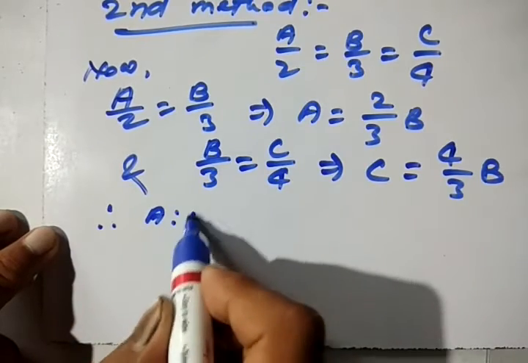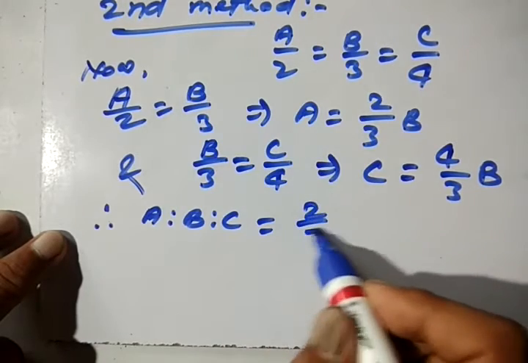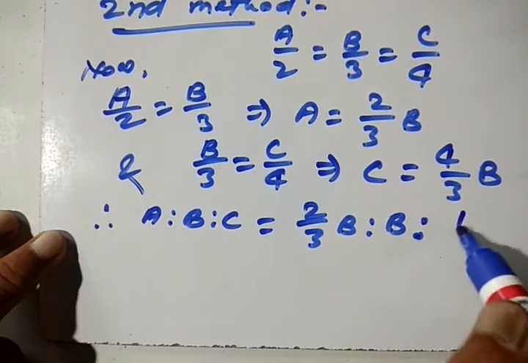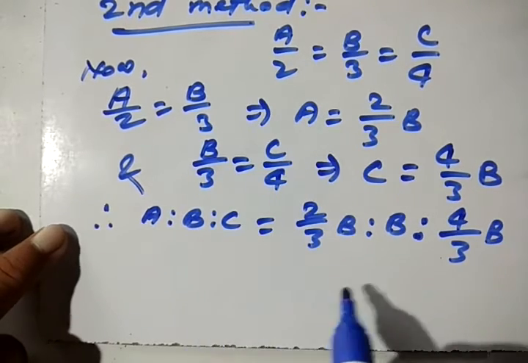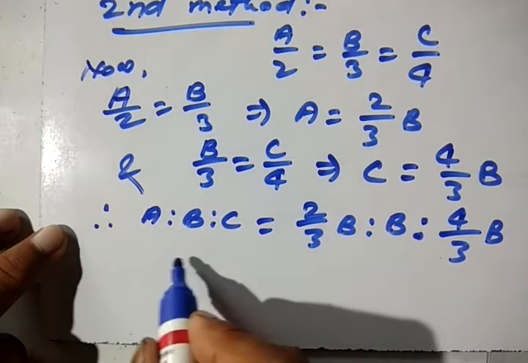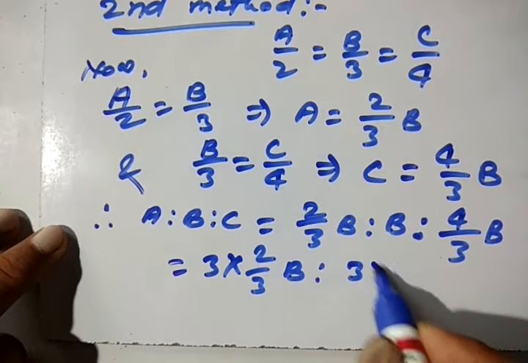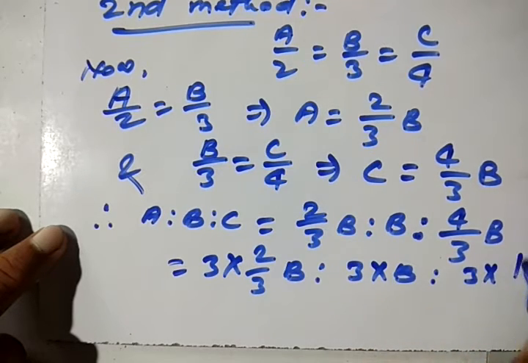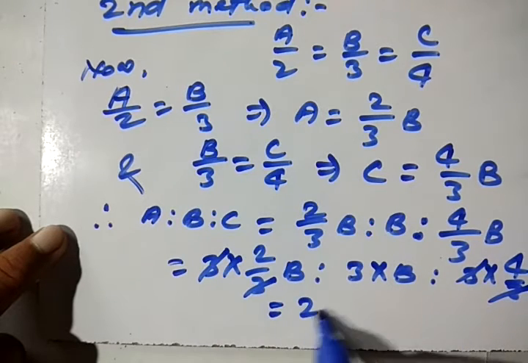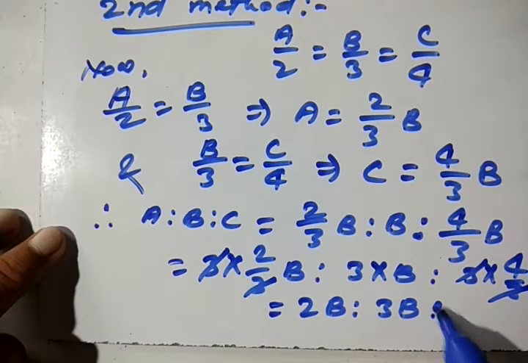So a is to b is to c. Now put the values of a, b and c. Value of a is 2 by 3 b is to b is to c. Here value of c is equal to 4 by 3 b. Now multiplying these terms by 3 we get 3 multiplied by 2 by 3 b is to 3 multiplied by b is to 3 multiplied by 4 by 3 b. So here 3 cancels and 3 cancels, that is 2b is to 3b is to 4b.